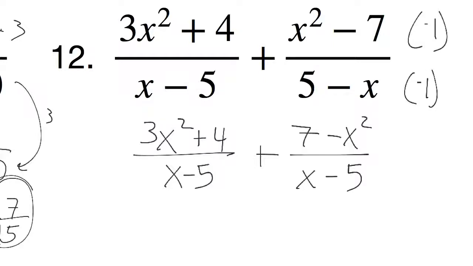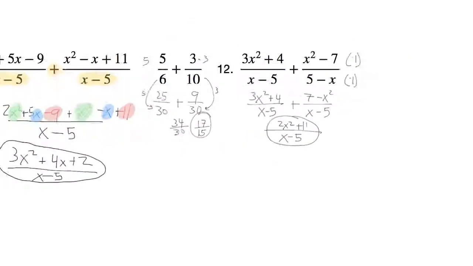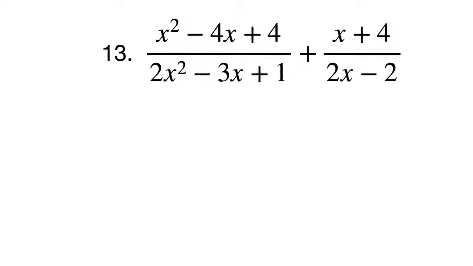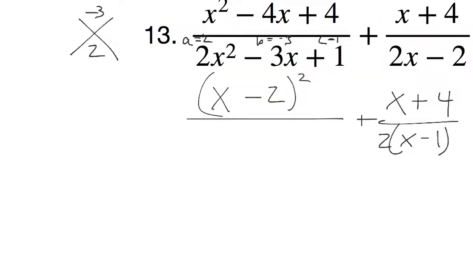Now, adding them together, you get the common denominator in the bottom, and 2x squared plus 11, which cannot be factored any further. At least leave it like that. 13. We need common denominators. In order to get to common denominators, we need to factor. And so I factor the top.